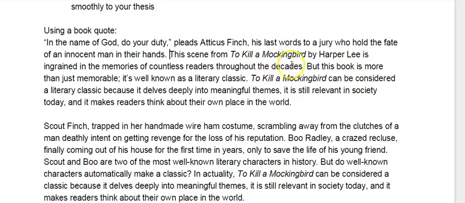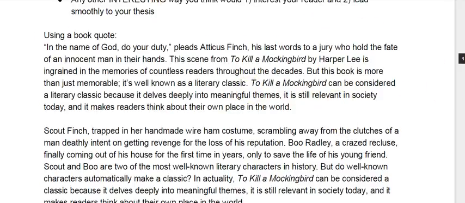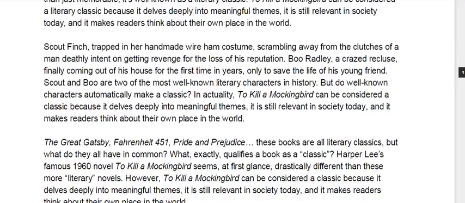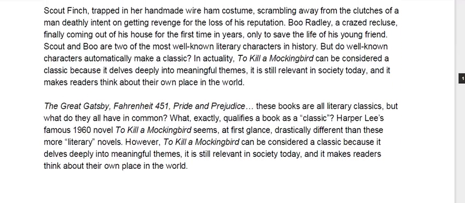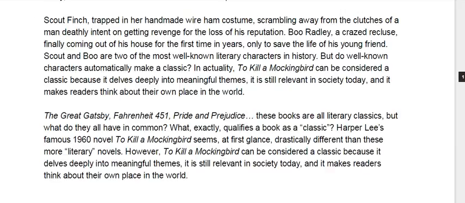So I introduce the book. I talk about how this quote is memorable, but the book is not just memorable, it's also a classic. And then the book is a classic because blah, blah, blah. So this flows fairly nicely. If we want to use the second kind of thing I think will work, describing a scene in detail. And there's a lot you could talk about.